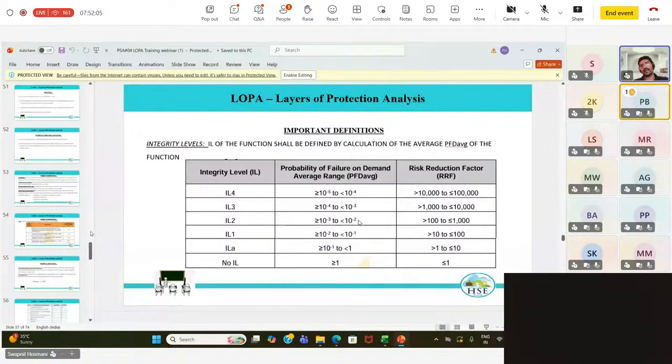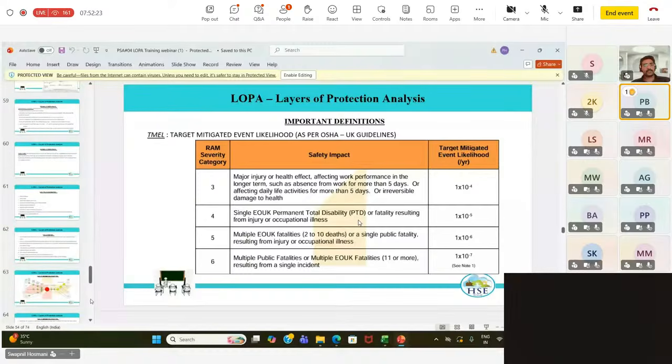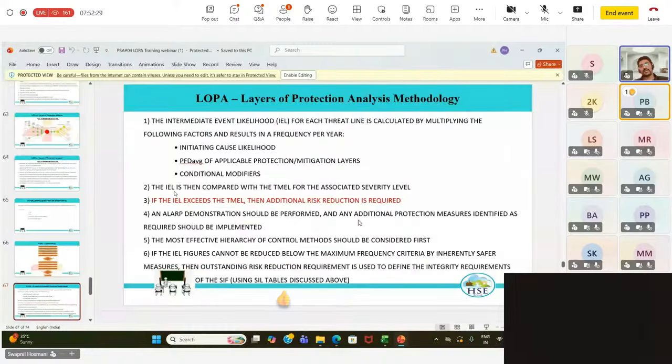So you are just comparing that product which you have determined as IL to this TMEL, target mitigated event likelihood. If it is less or equal, there is no problem. If the IL is more, then you need a safeguard, as mentioned here. If the IL exceeds the TMEL for the associated severity level, then an additional safeguard or risk reduction is required. I showed you examples where IL is the same, IL is lesser, IL is greater, and where the safeguard was required, we provided the safeguard. Plus, where the integrity level was not adequate, we changed the integrity level in the LOPA.